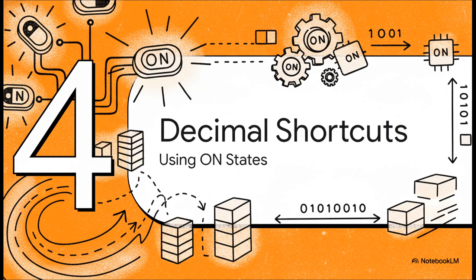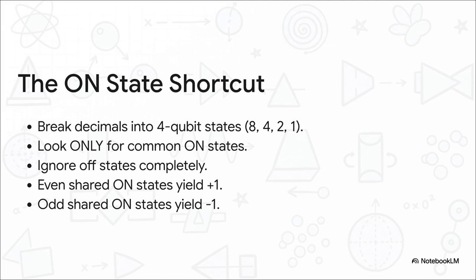Let's keep going. Section 4, decimal shortcut using ON states. What if you're dealing with larger decimal numbers and you don't even want to convert them into full binary strings? Well, think of the qubits as physical light switches. We can bypass the math entirely just by counting how many switches are flipped on for both inputs at the same time. If you have a 4-qubit system, your switch values are 8, 4, 2, and 1. Just break your 2 decimal numbers down into these switch values. We literally only care about the switches that are on for both numbers simultaneously. Ignore everything else. If the number of shared on switches is an even number, your phase factor is +1. If it's an odd number, -1.